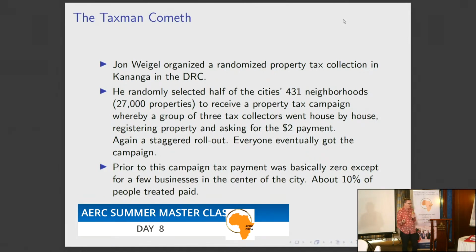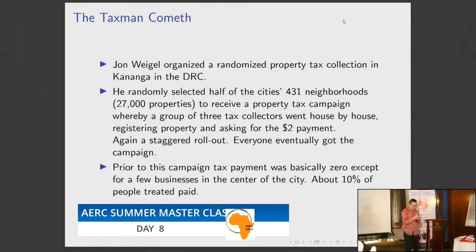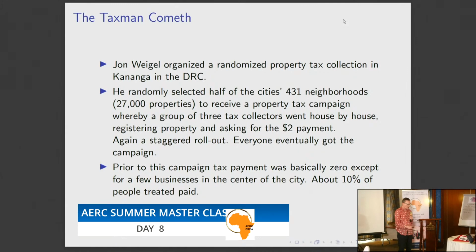Of course, it's not fair to tax one neighborhood and not another neighborhood, right? So everyone is going to get taxed eventually, but what he managed to do is persuade the governor to randomly choose half the neighborhoods to receive the tax treatment first, and then there's enough of a lag that he could collect data, and then it gets rolled out everywhere.